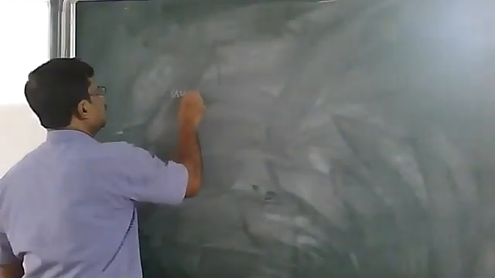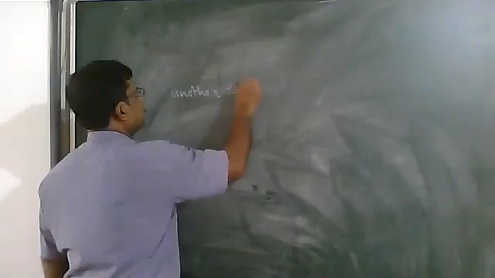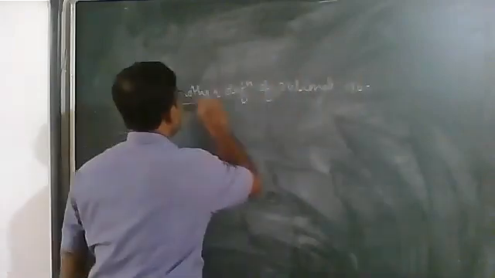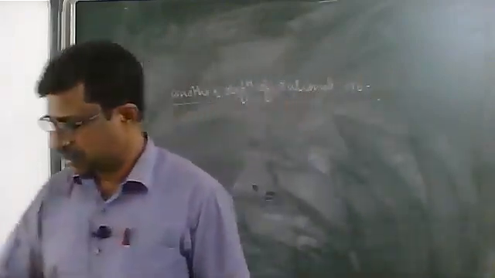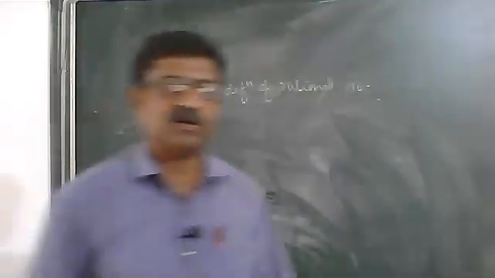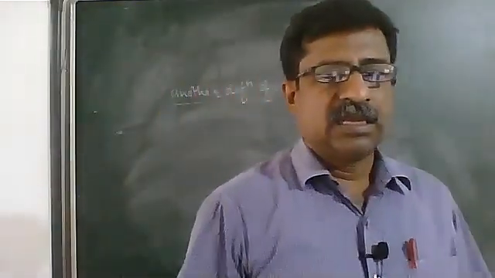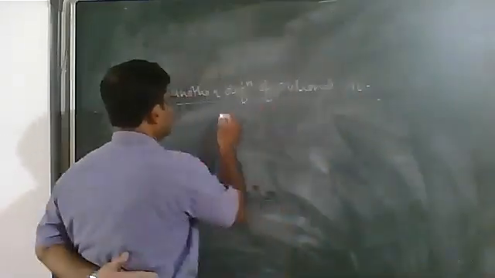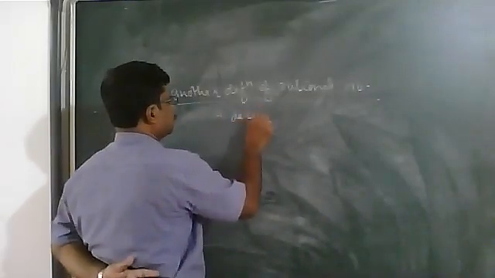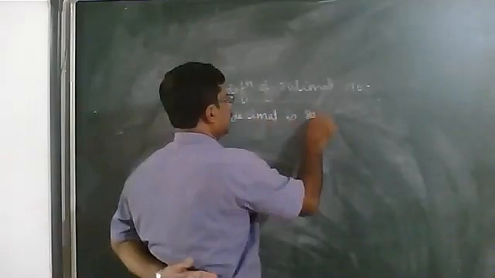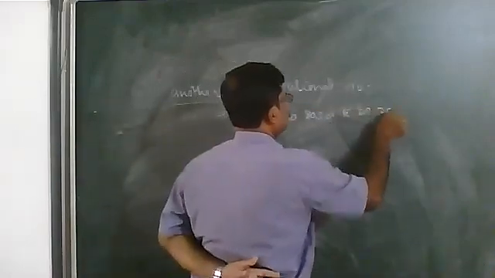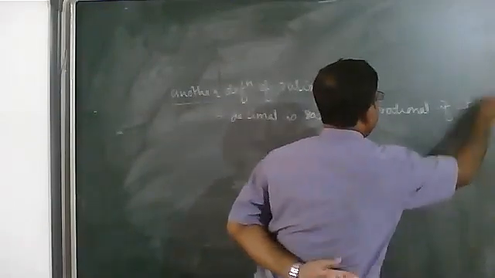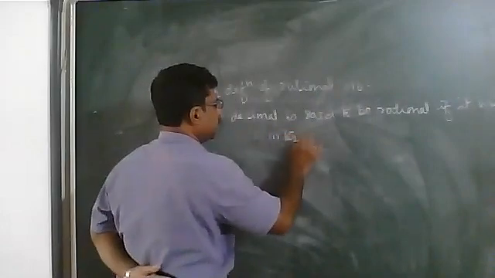Now we'll see another definition of rational numbers. Now we know what is a rational number. The numbers which can be written in the form of p upon q, where p, q are integers, q is not equal to 0. This was the definition. Another definition of rational number: a decimal is said to be rational if it has, first, terminating decimal.